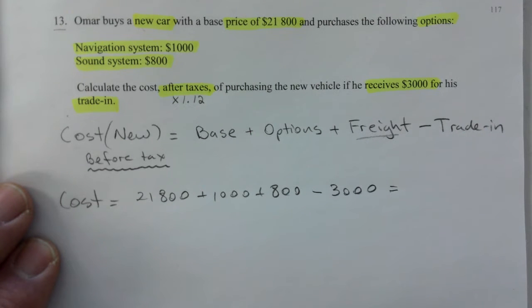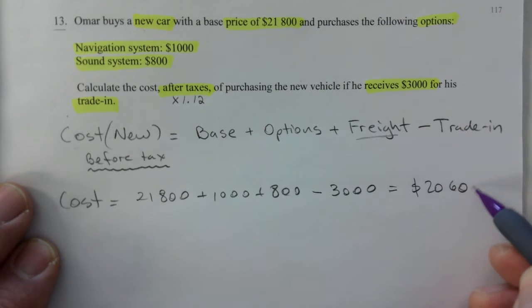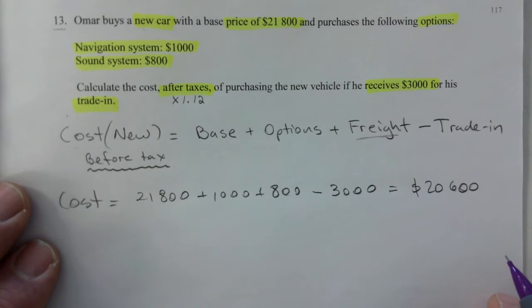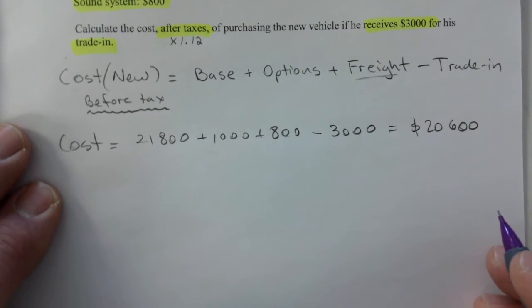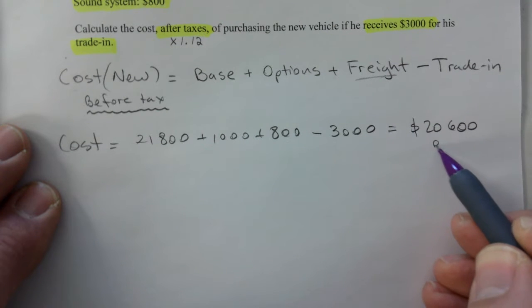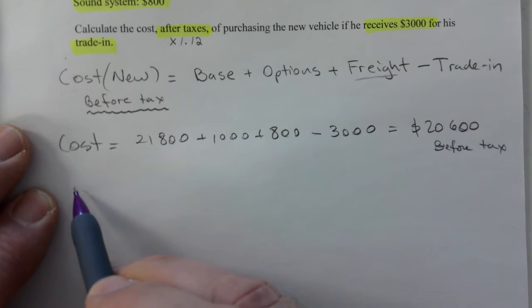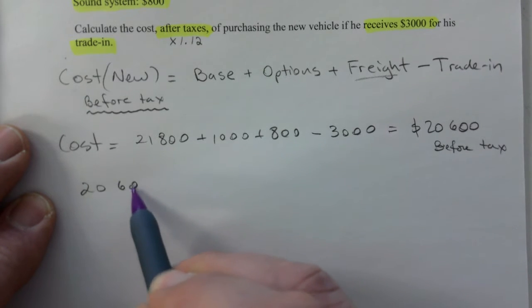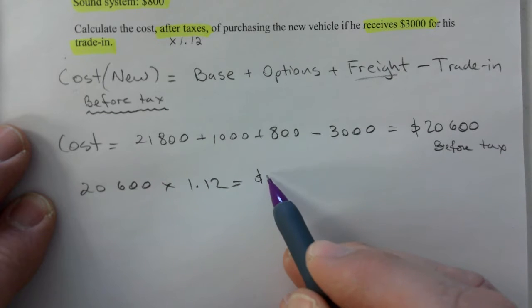I would always suggest to break everything down and show your steps, because if you make a mistake and it's minor, you can still score 1.5 out of 2 easily, even if you make a small mistake. Okay, this is before tax. Let's be clear about that, right? So 20,600 times 1.12 is going to give us our, and I don't care how you calculate the taxes.